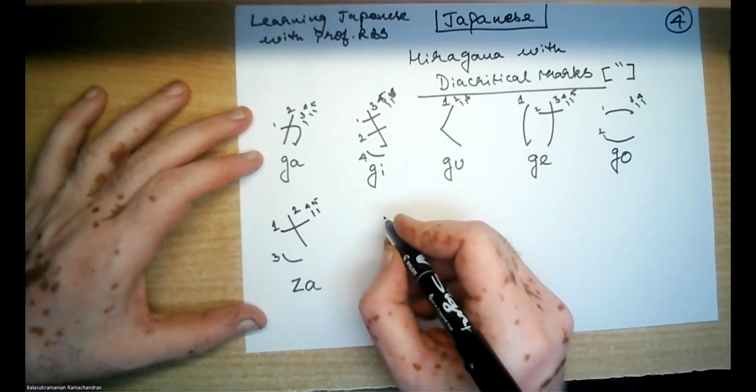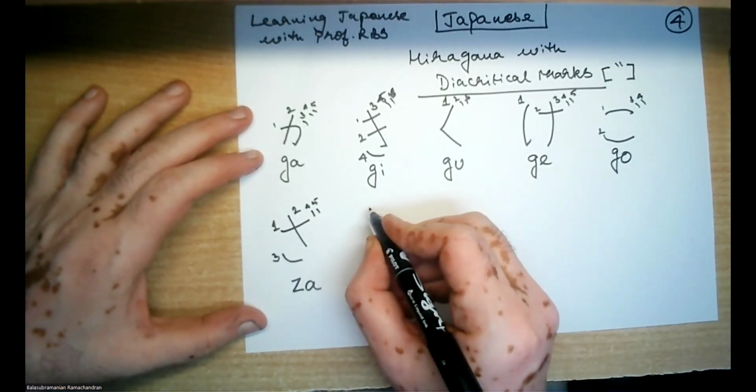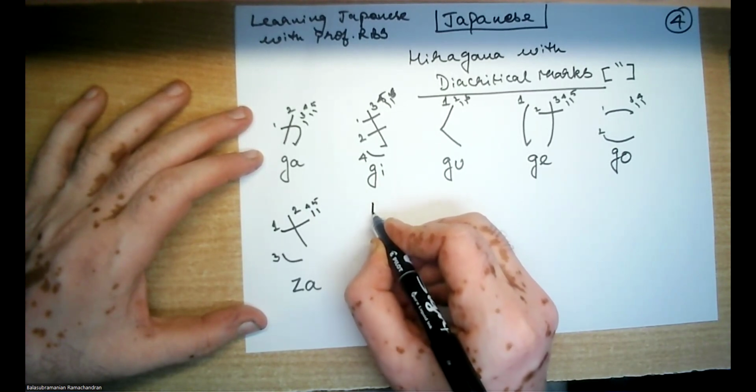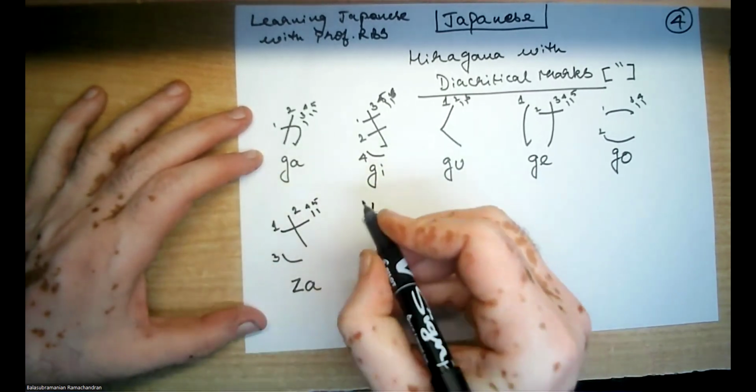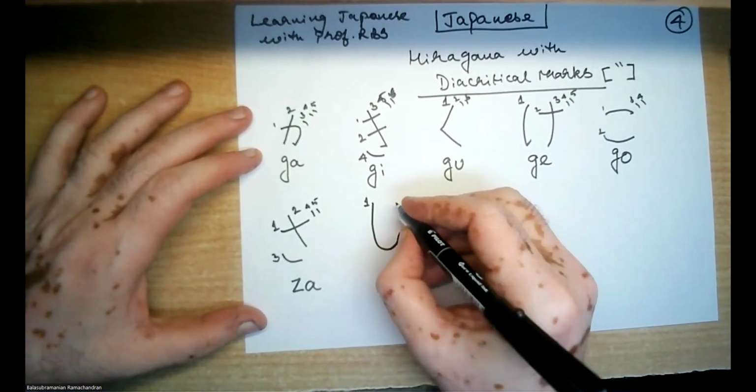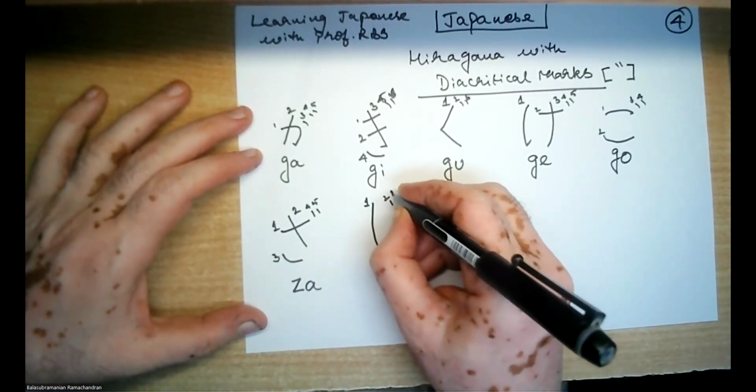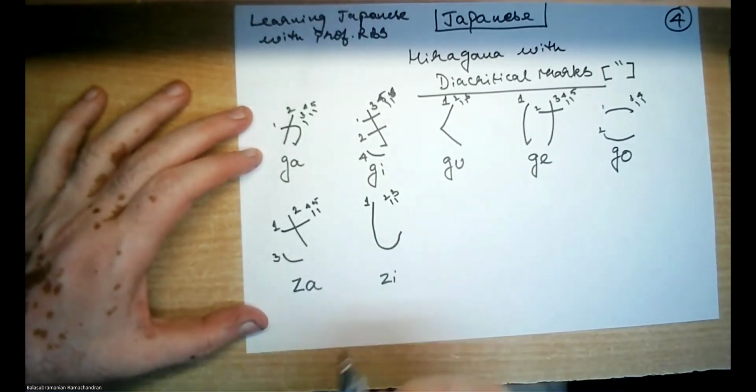Okay. It's not Z, it's G. So write shi, single stroke. Okay. Stroke 1 and then stroke 2 and 3. You get, what do you get? Z.